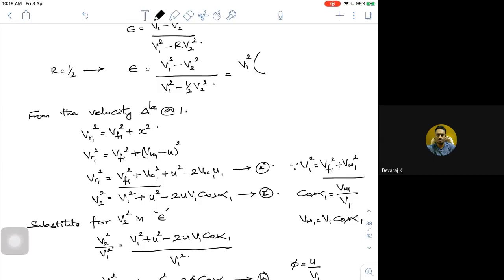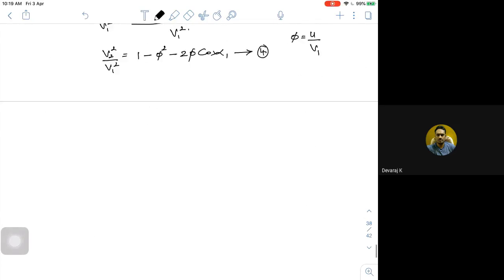So this will become 1 minus V2 square by V1 square. If I take V1 square outside, this will be 1 minus half into V2 square by V1 square. If I call this equation number 1, then either substitute for V2 or substitute for V2 square by V1 square. If I substitute, what will happen to your epsilon?